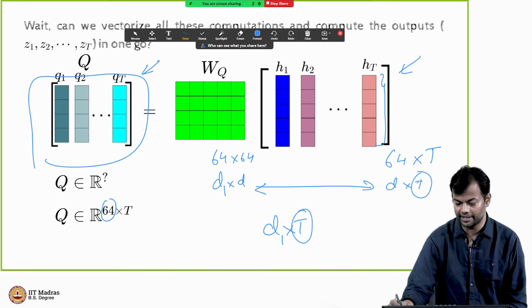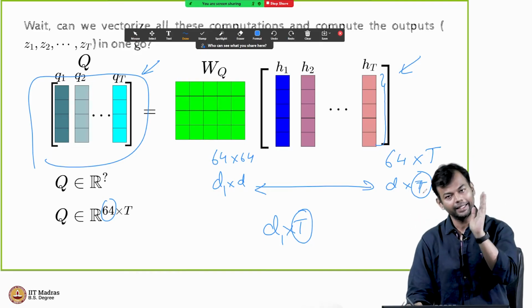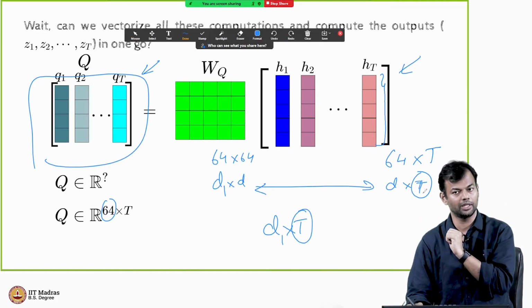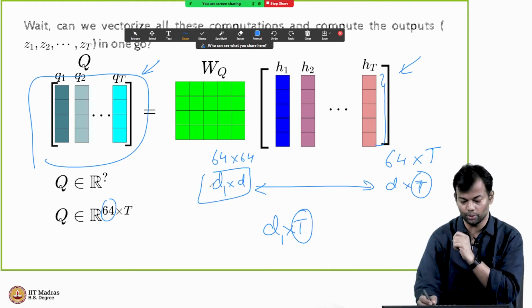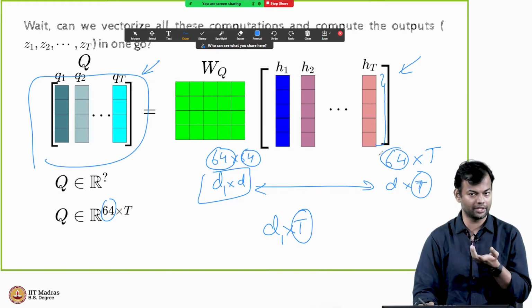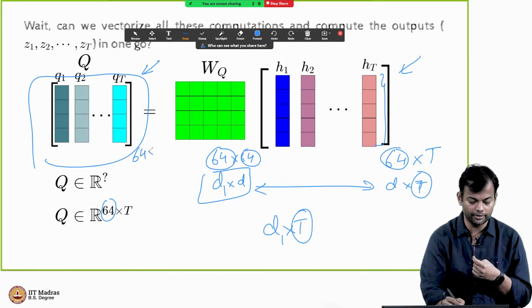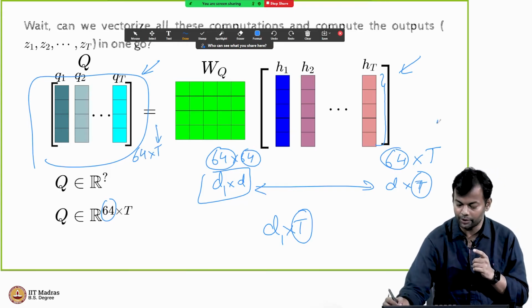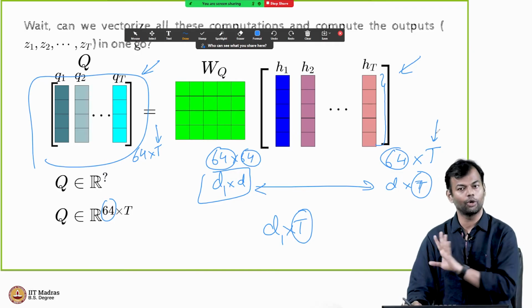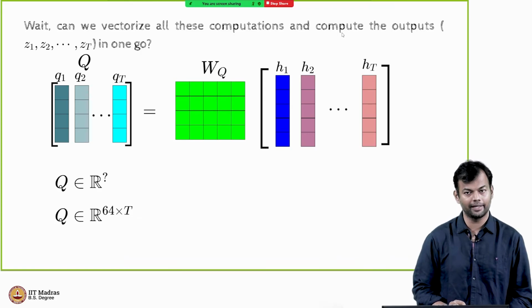This capital T remains the same. That means you had T input representations and now you have got T query representations from those T input representations, right? What you choose as the size of D1 and D2 is up to you. In this example, I have chosen both D1 and D2 equal to 64. So if my input was 64 cross T, my output would also be 64 cross T, right? What is important is this T, that you had T inputs and you got T outputs in parallel, right? You did the entire computation in parallel.